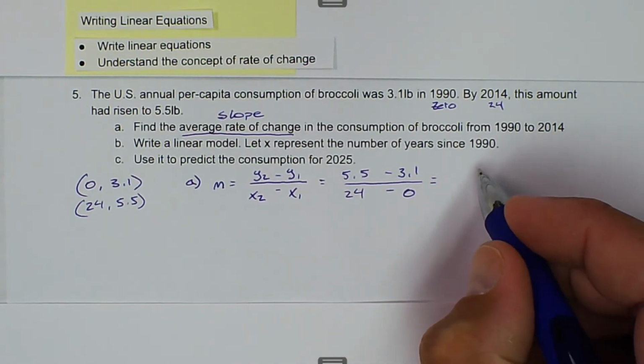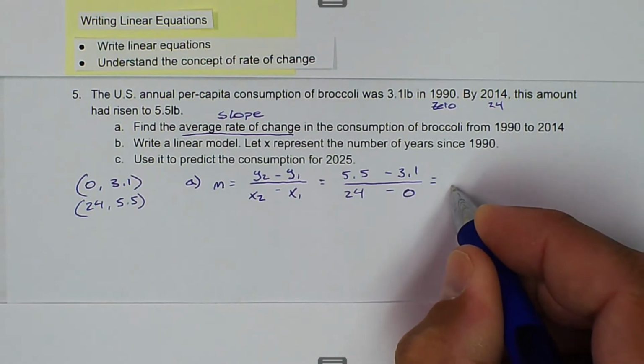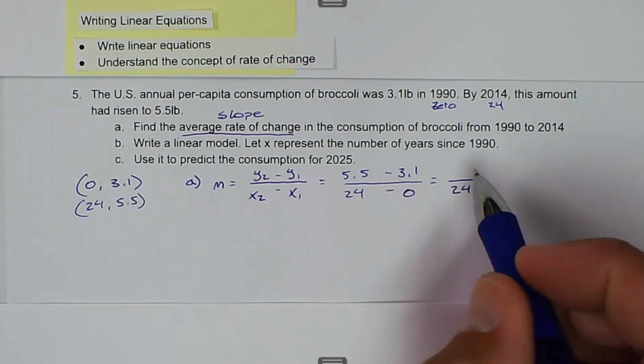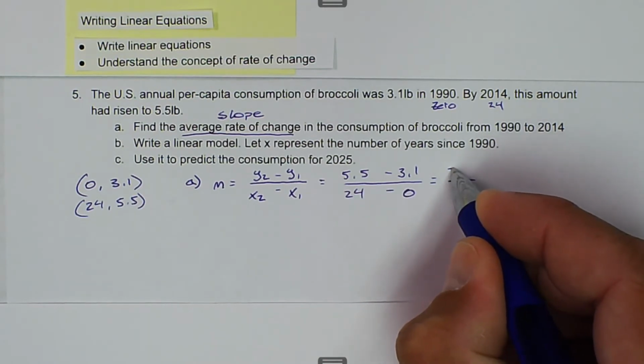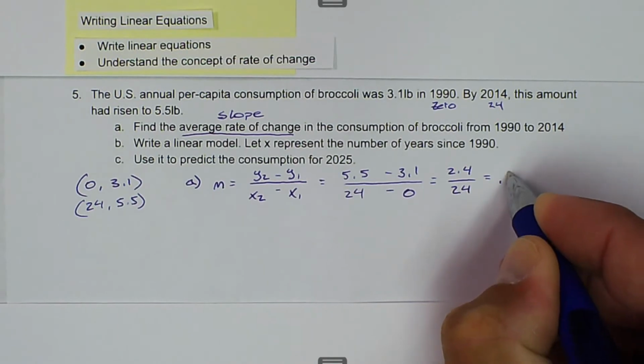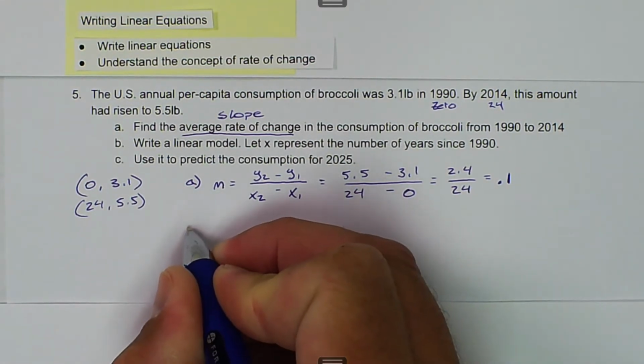And that is going to be equal to 2.4 over positive 24. And that is going to reduce to 0.1. So that's our slope right there, 0.1, or average rate of change. So we go to B.